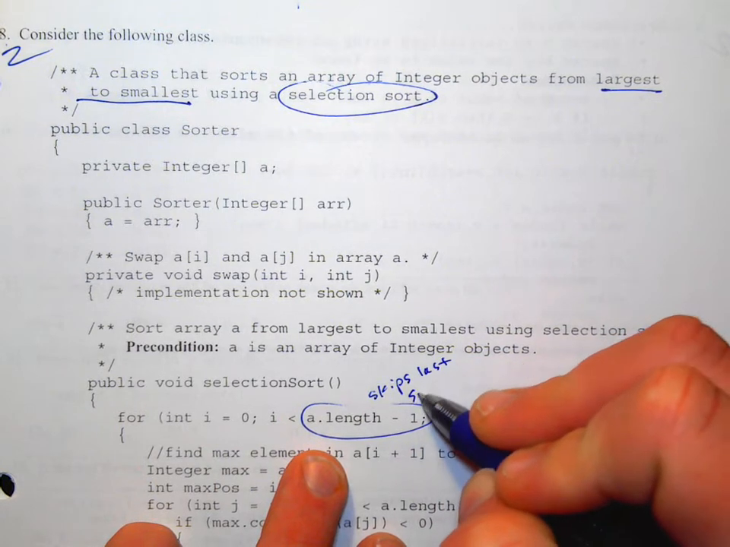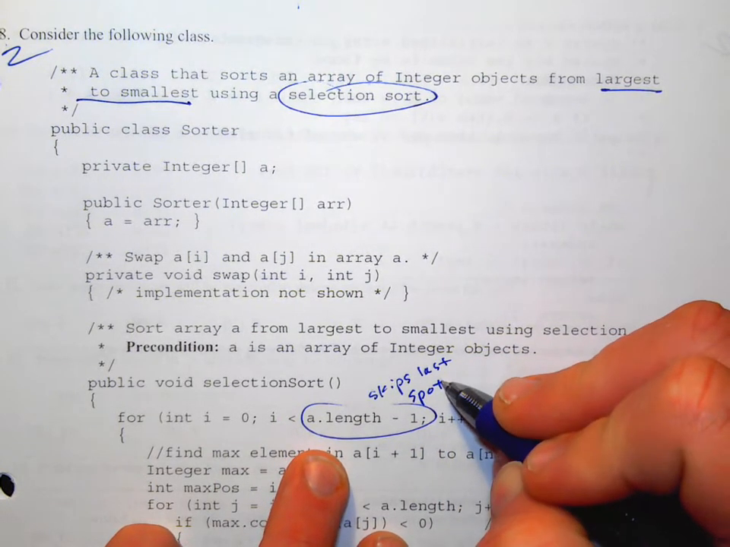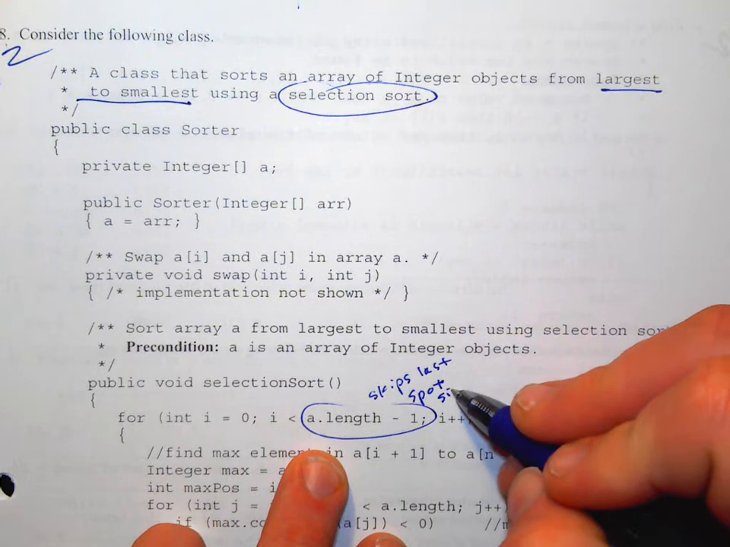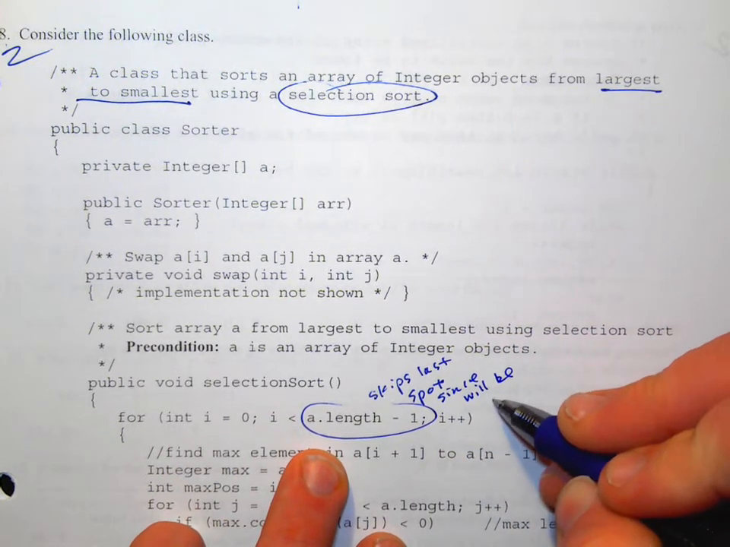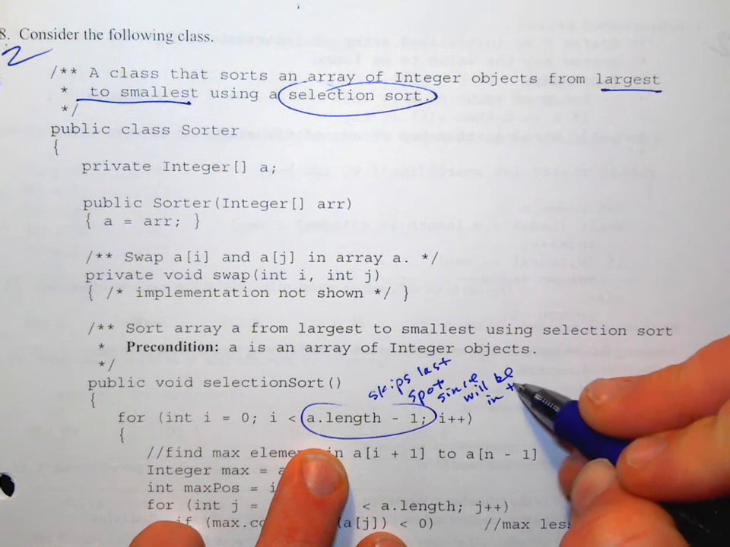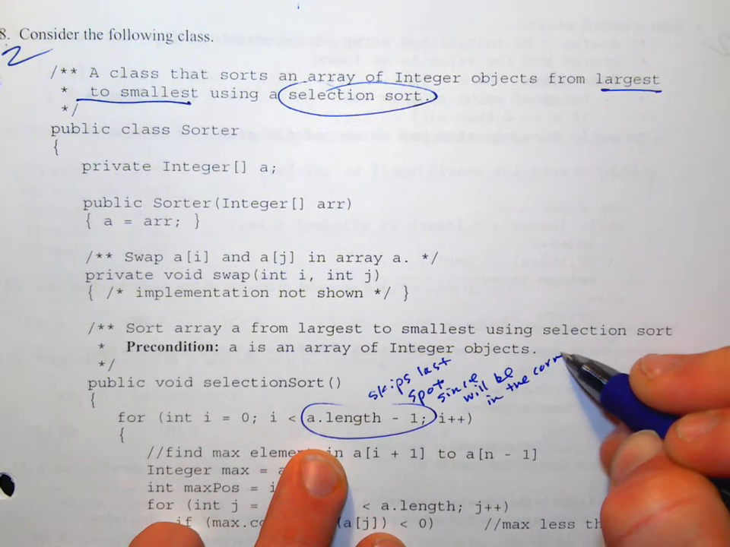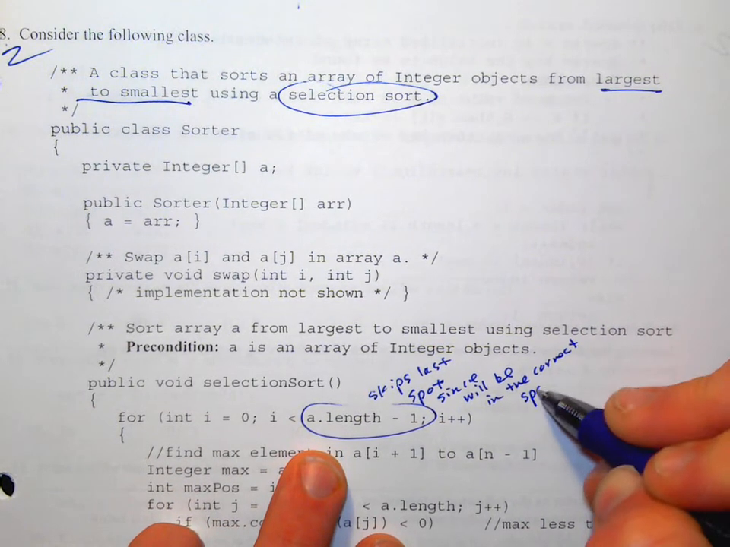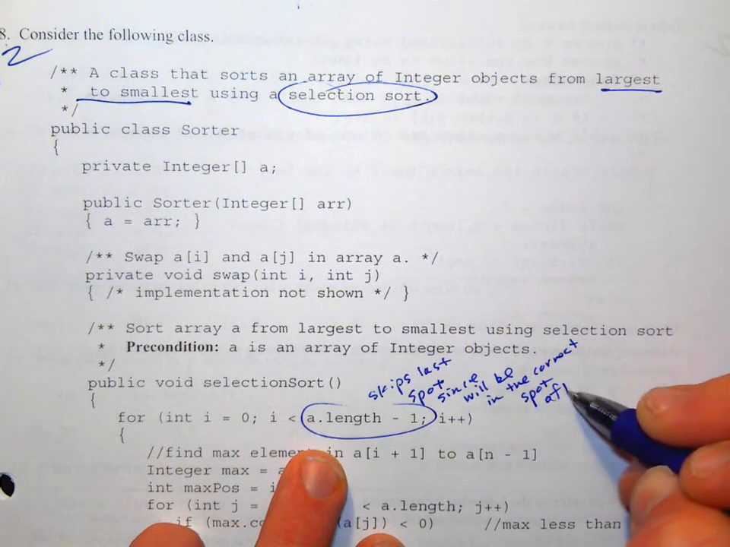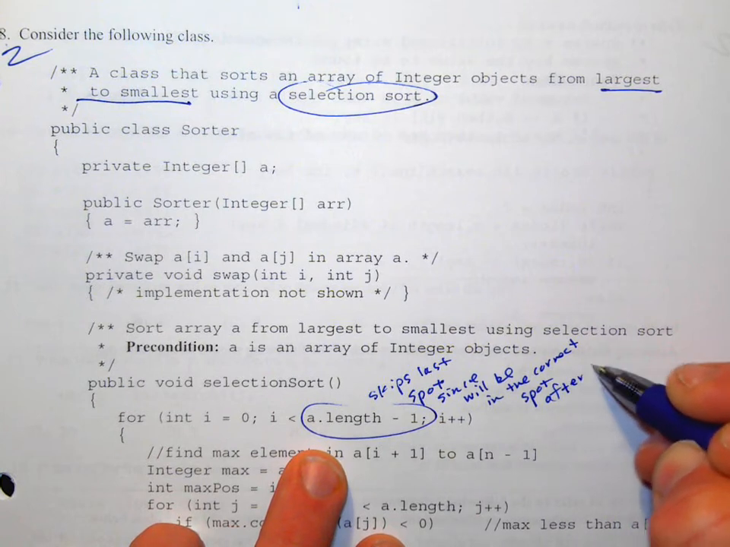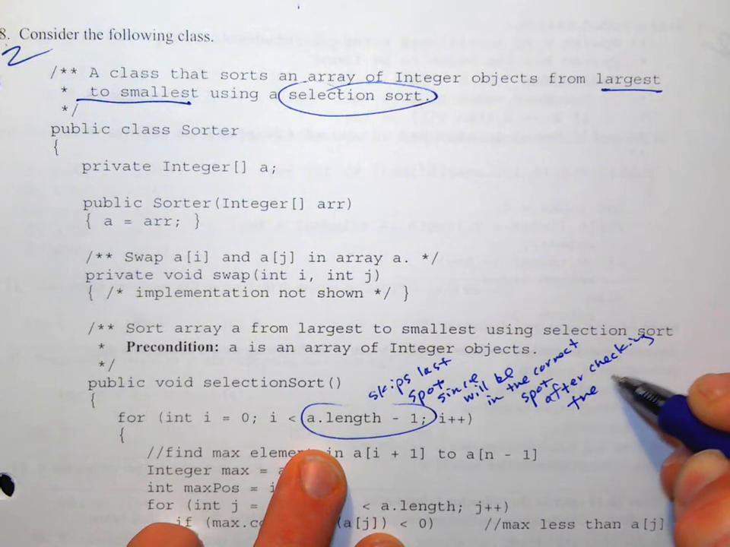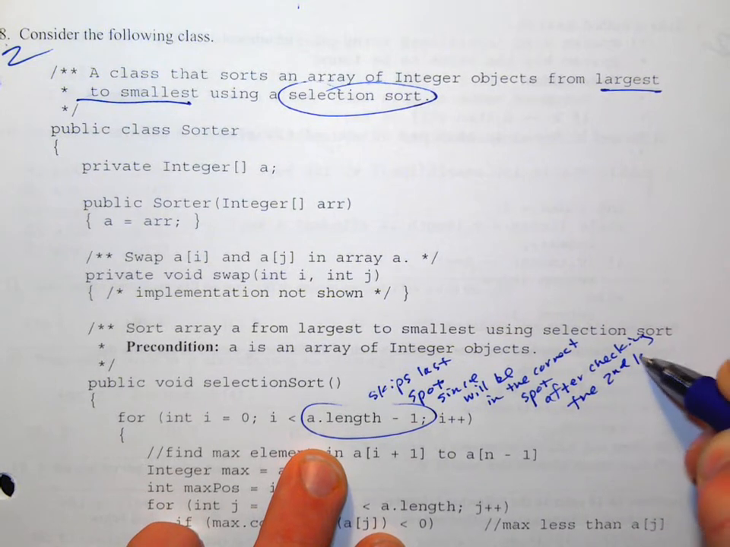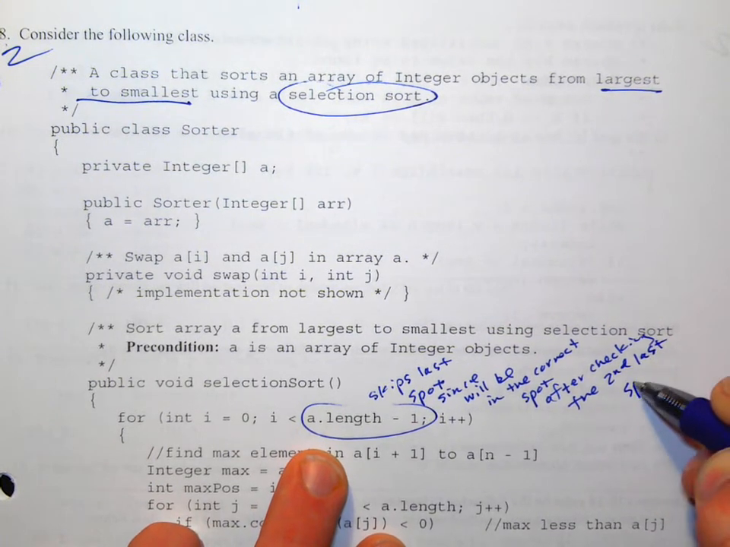And if you go back and read up on selection sort, it skips the last spot, since it will be in the correct spot after checking the second to last spot. So we don't need to actually check the last spot.